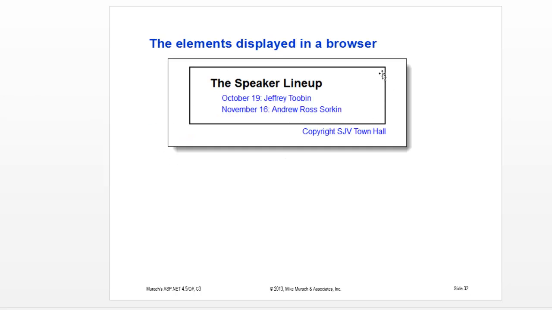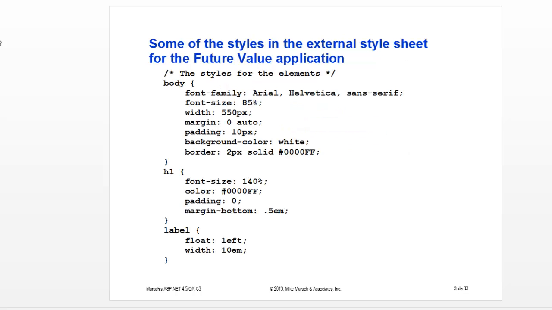And this is what it looks like if you apply the actual CSS to our original document from earlier. Now, some of the styles in the external style sheet, we won't look at these just yet, but they're available in the slides, just so you know if you're doing the exercise or following along with me. Just go back to, say, slide 33 if I say to look at the styles for the future value application.